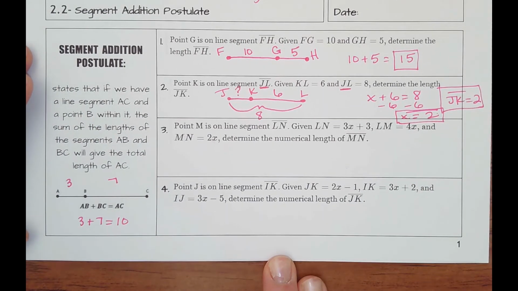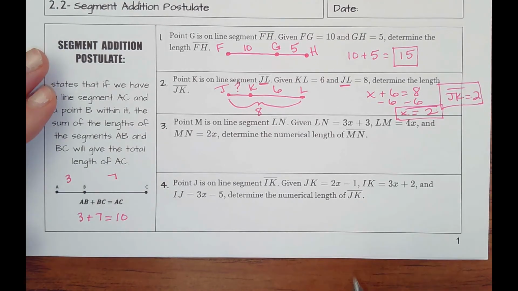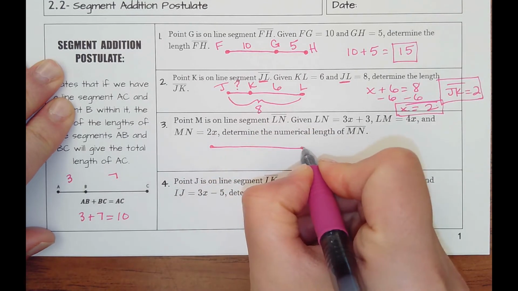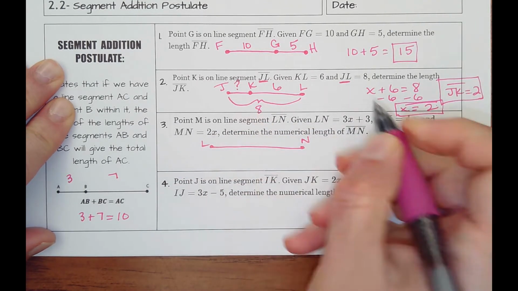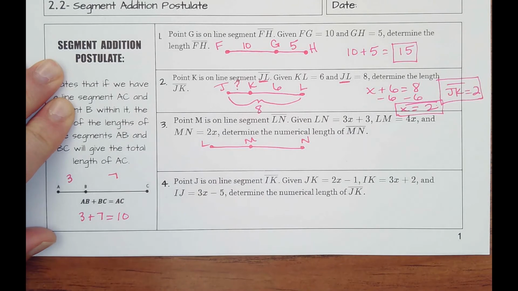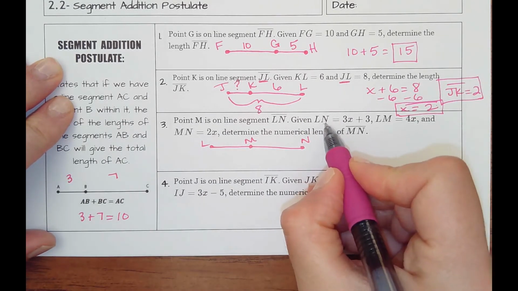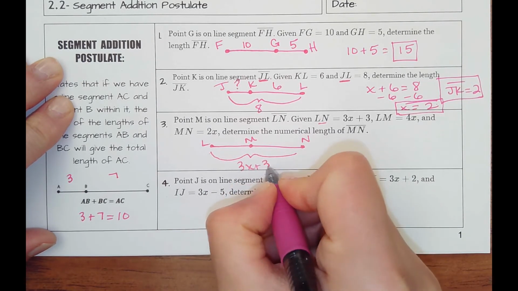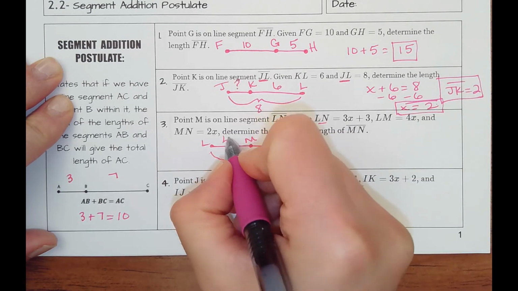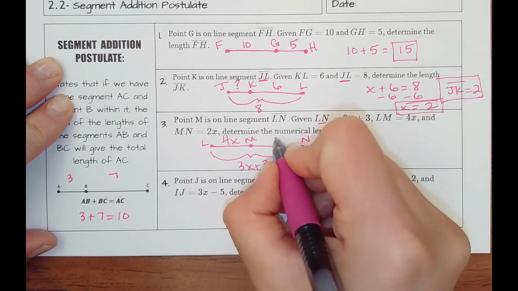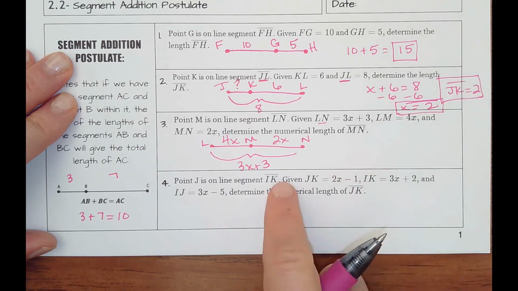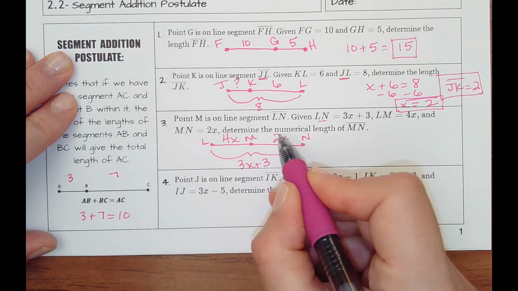And then the only thing we add to this is to make it a little more algebra based. Point M is on line segment LN. Okay, I'm not going to worry about whether it's drawn to scale or not. I'm just putting M in there. LN, the entire segment from here to here, is 3x plus 3. LM is 4x. And MN is 2x. Determine the numerical value length of MN. So we're finding this length right here.